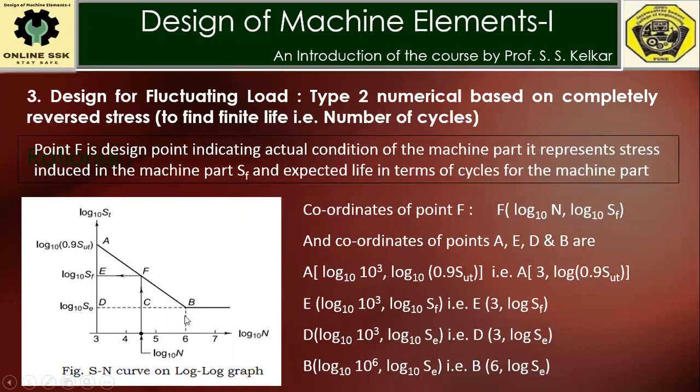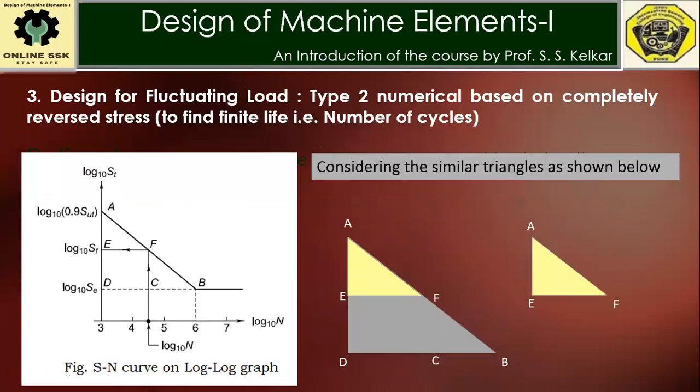Point B represents the critical point after which the life of the machine part is assumed to be infinite. B has x coordinate log to base 10 of 10 raised to 6, so it is 6. 6 is the x coordinate of point B, and the y coordinate is log AC to base 10. So noting the coordinates, now let us employ the principle of similar triangles.